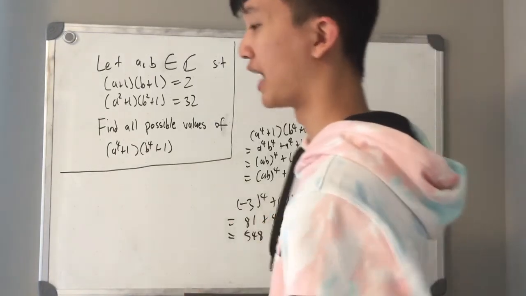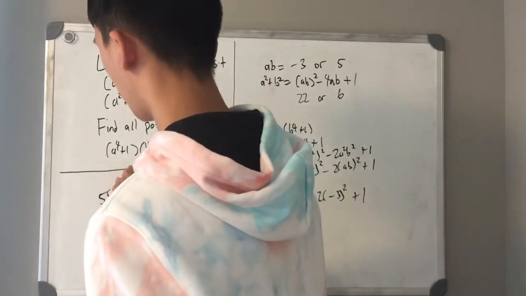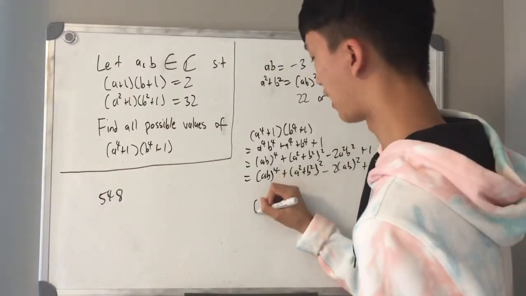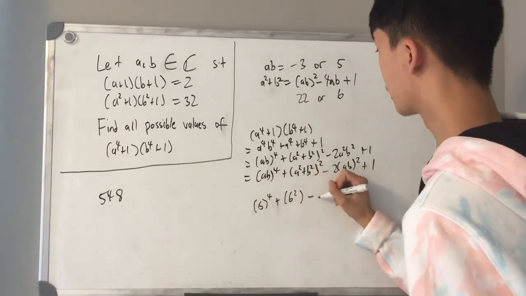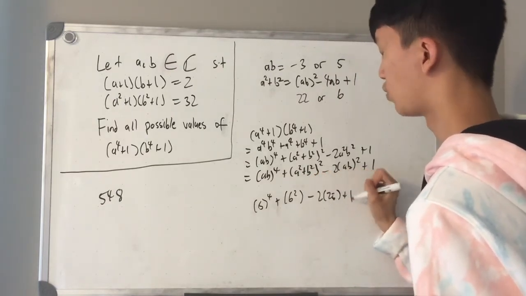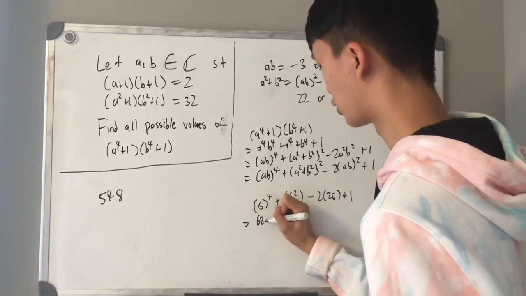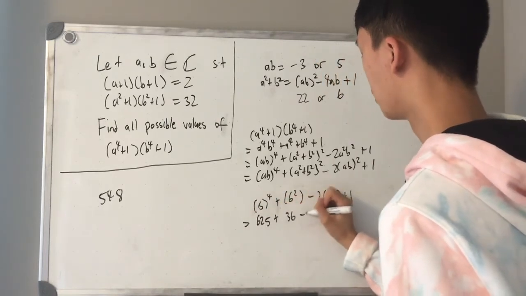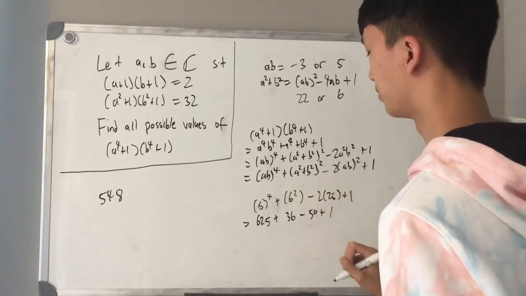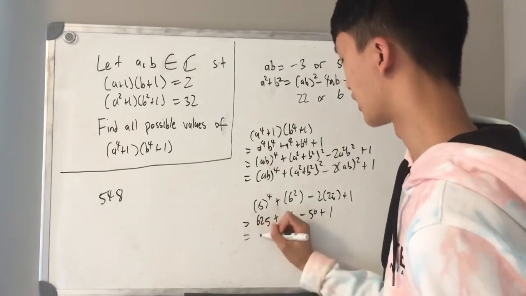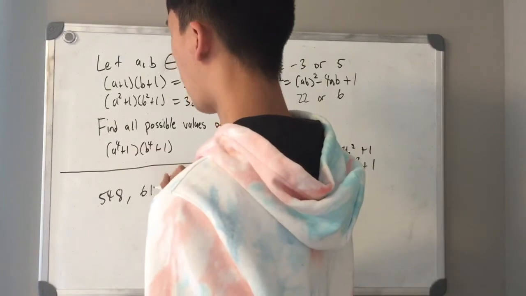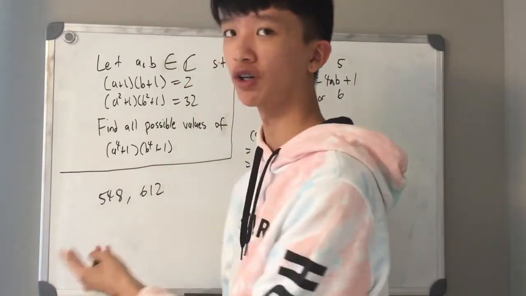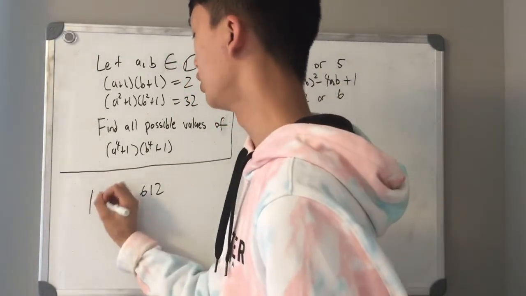So let's move this over as our first solution. So we have 548. Now second, we have 5 to the power of 4 plus 6 squared minus 2 times 25 plus 1, which is then equal to 625 plus 36 minus 50 plus 1. Now summing all these terms up will then give us 612, and that is our second answer. And so our final solutions are 548 and 612, and so we are done.